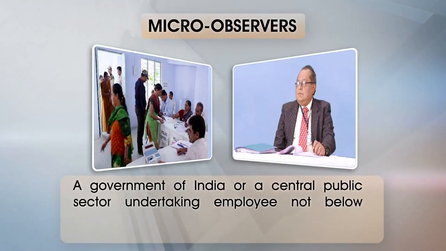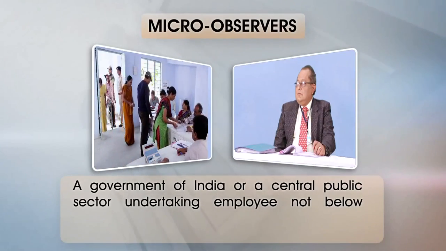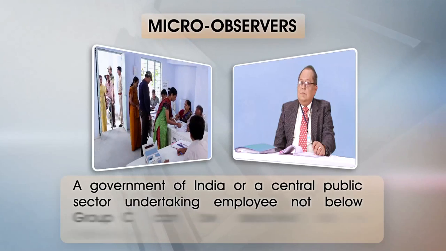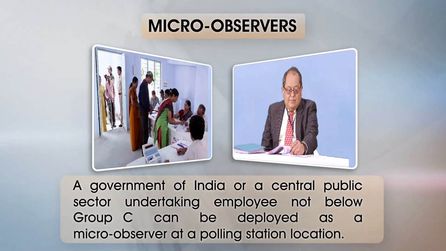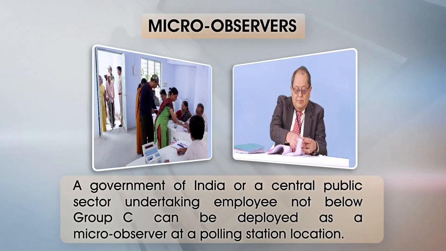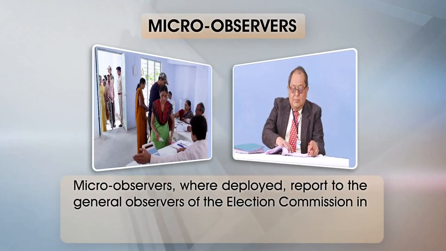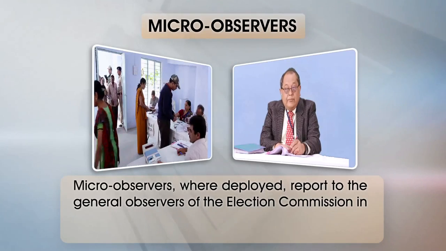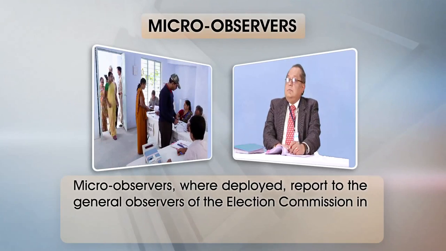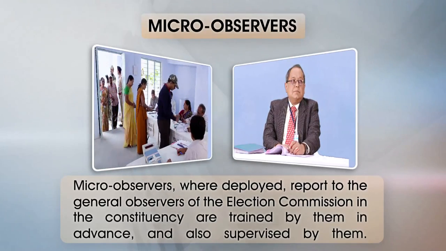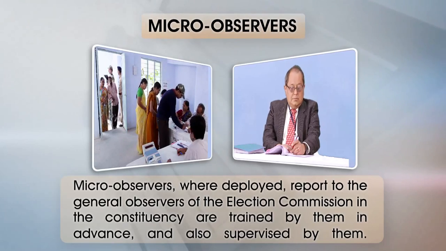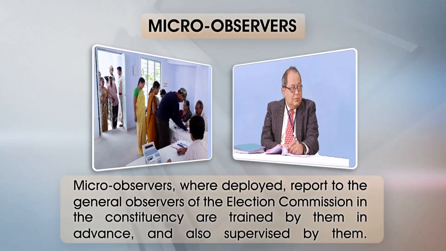Micro-observers: a Government of India or a central public sector undertaking employee not below Group C can be deployed as a micro-observer at a polling station location. Micro-observers, where deployed, report to the general observers of the Election Commission in the constituency, are trained by them in advance and also supervised by them.